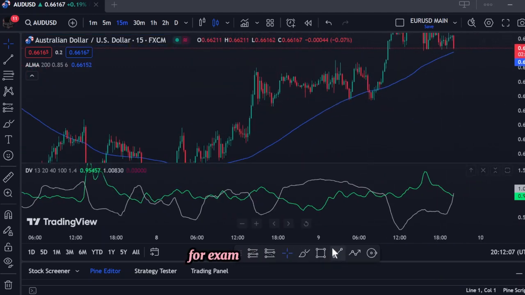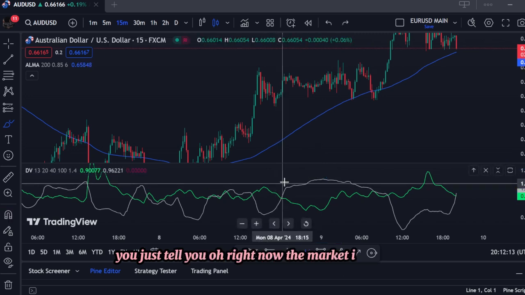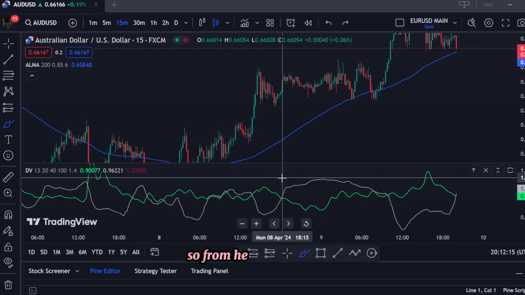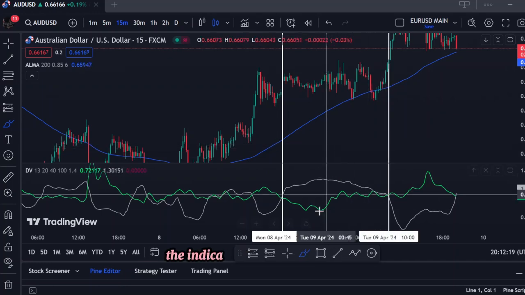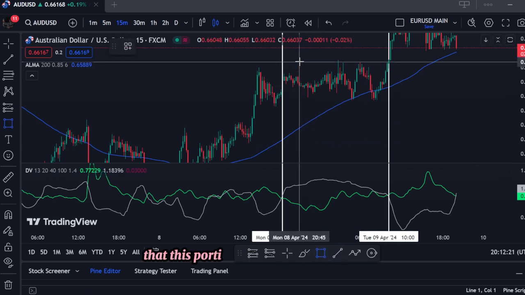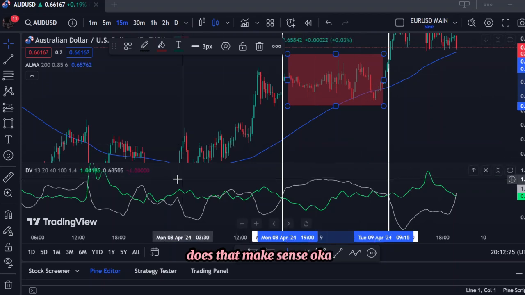For example, over here, when this white was over this line right here, it was just telling you, oh, right now the market is ranging. So from here down till here, the indicator was signaling to you that this portion of this chart was ranging. Does that make sense? Okay, that's just what it does.